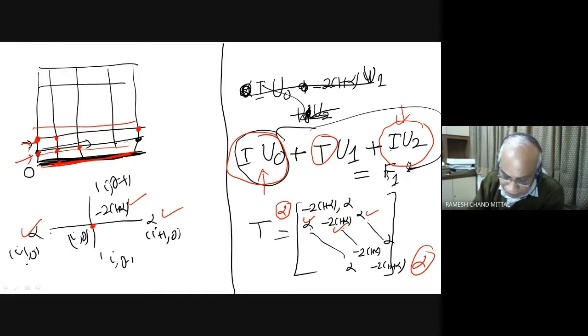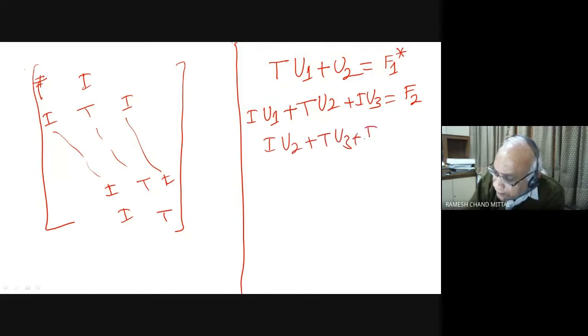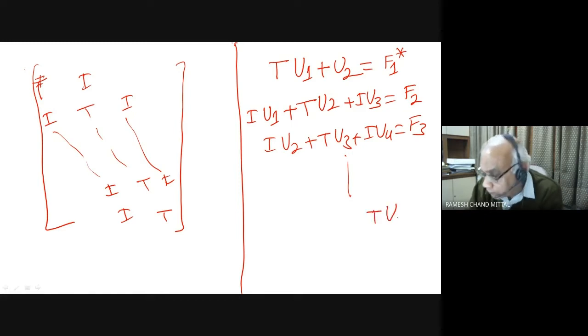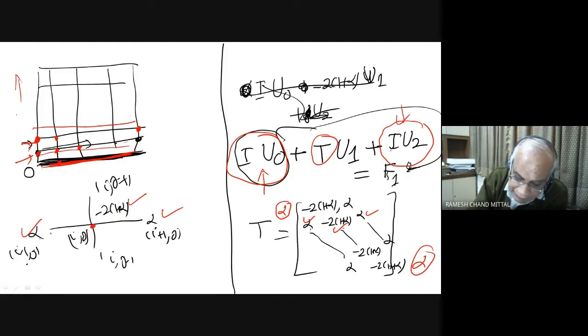So what I mean to say is, my equation for the first, this I U0 goes to right hand side because of the boundary condition, and the first alpha and last alpha in the equation also go to right hand side. So my second equation, and then keeping this way, my next equation will be I U2 plus 2 U3 plus I U4 is equal to F3, and keep on doing so. The last equation will be T U, I write M, that, plus you will be having I U M minus 1 here, and I will be having FM star, because as I said to you, there are M points along here.